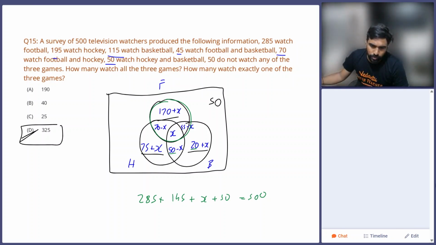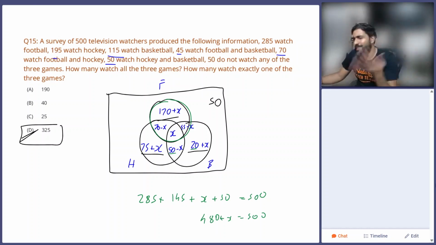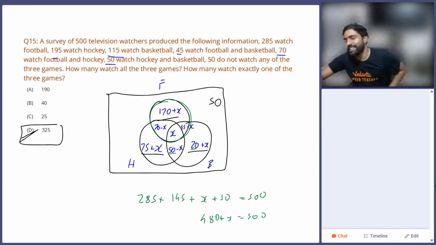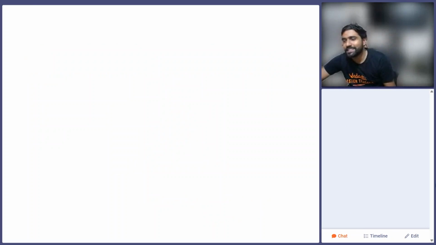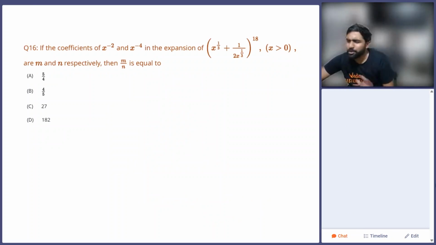That's 420. Now 430. 430 plus 50, 480 plus X is equal to 500. X will come out as 20. But it's not really needed. We're looking at the options. Only option D is the one which is going to satisfy, as the overall sum comes as 265 plus 3X. At 265 plus 60, 325. We can also verify the answer. Alright, so pure Venn diagram question, nothing else.